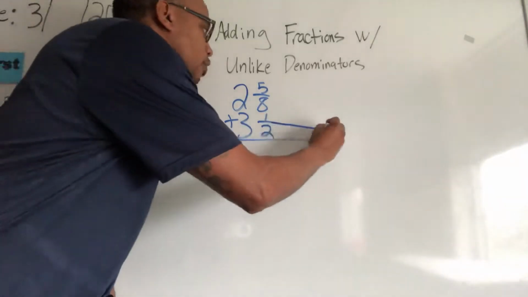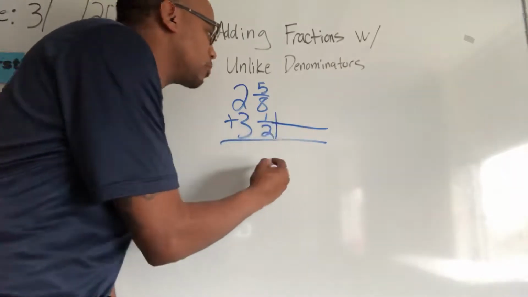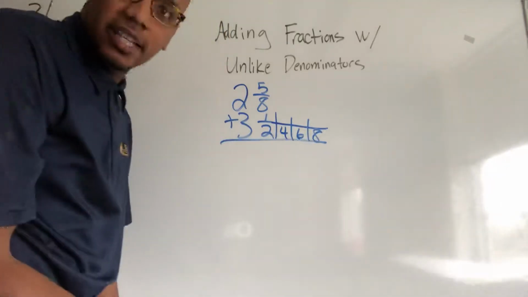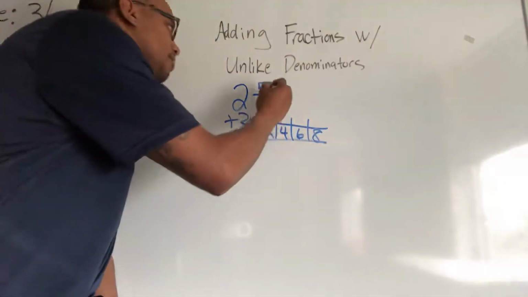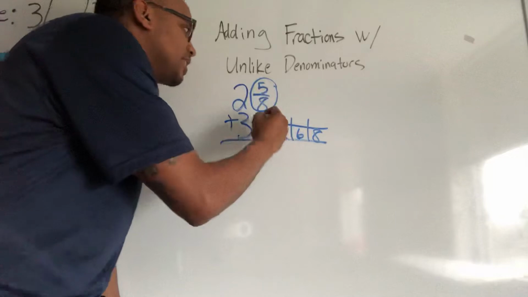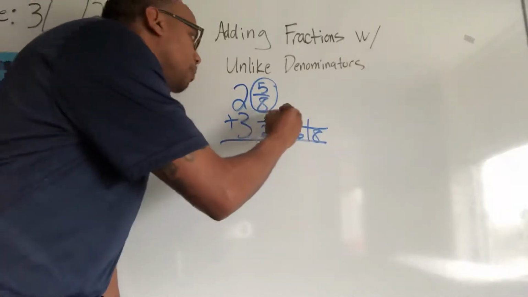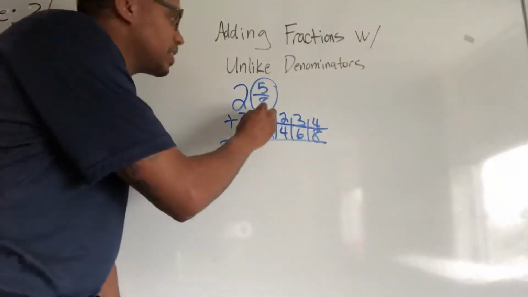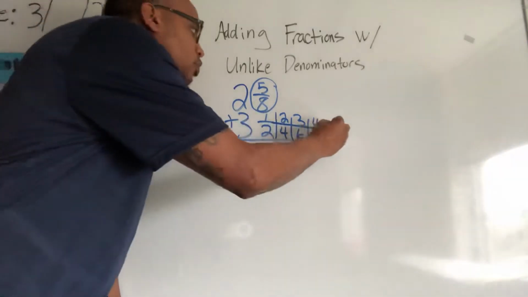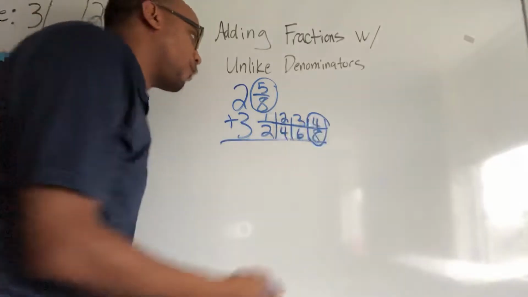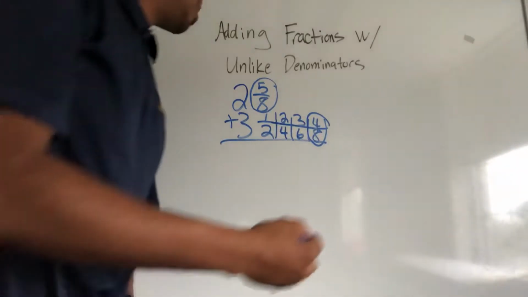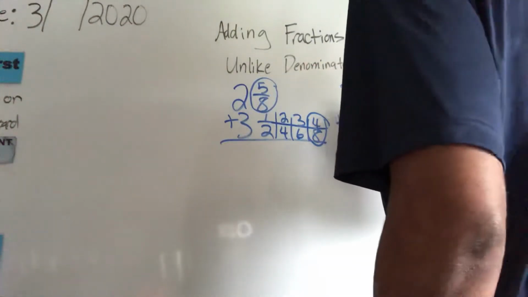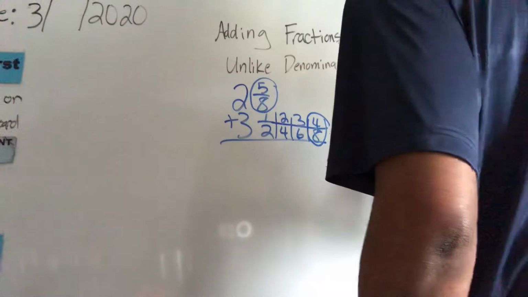But if you know your 2 facts, you know that you can skip count 2 up. 2, 4, 6, 8. So the common denominator is 8, which means this one is good. I just have to skip count the numerator up. 1 plus 1 is 2, plus 1 is 3, plus 1 is 4. So instead of 3 1/2, I'm going to use 3 4/8.